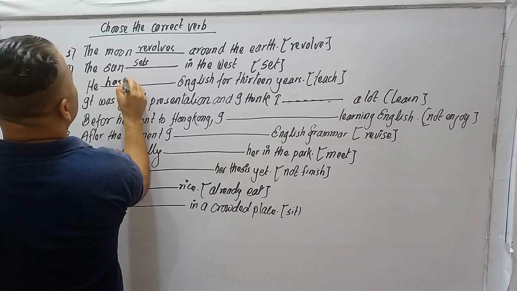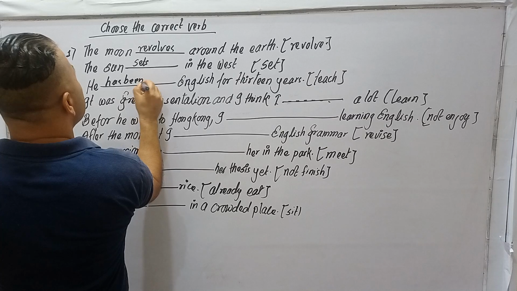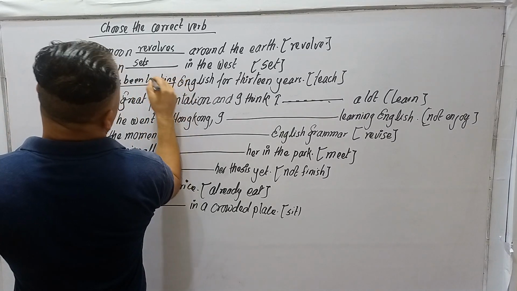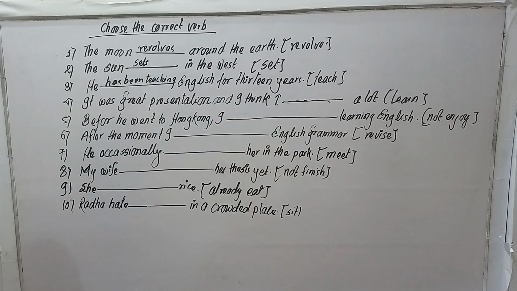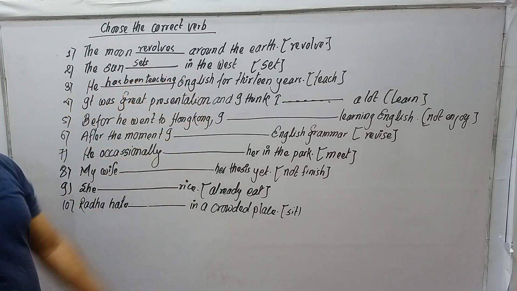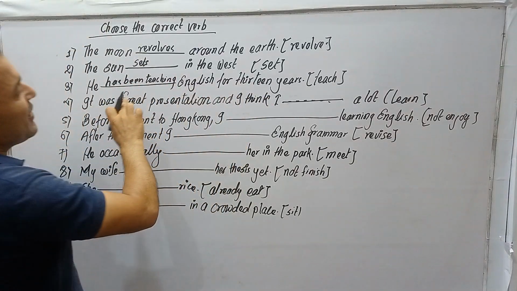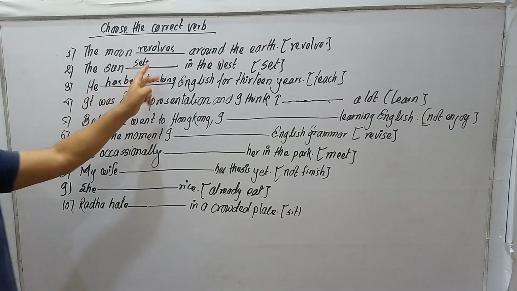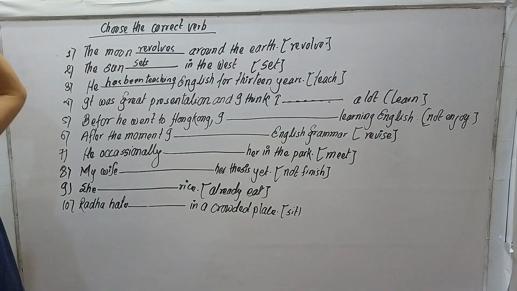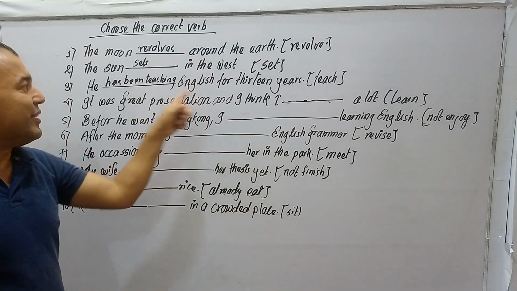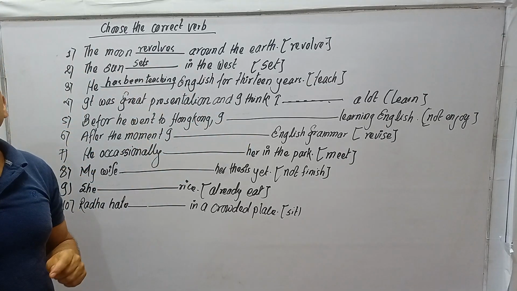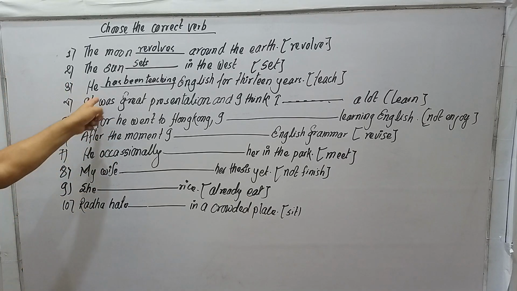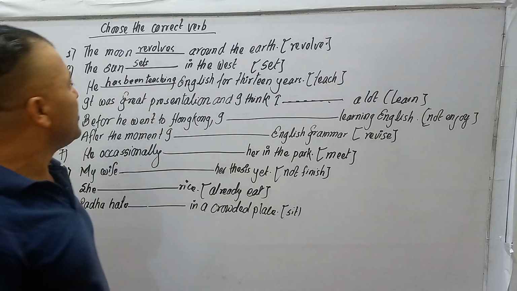He has been teaching, understand? He has been teaching English for 13 years. It indicates a period of time, and this time starts 13 years before and continues till now. That's why we have to use present perfect continuous tense. He has been teaching English for 13 years.